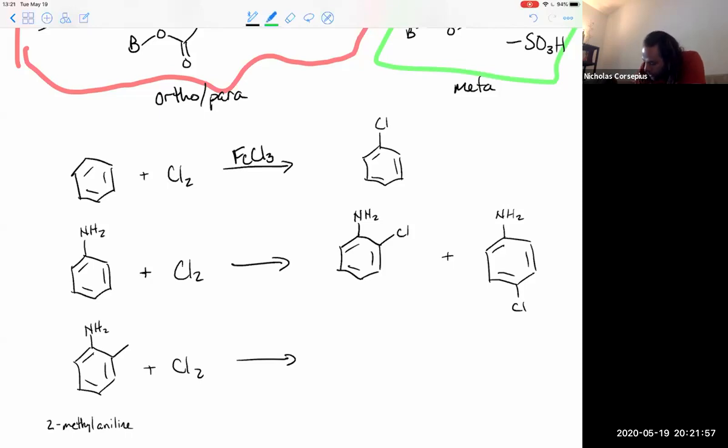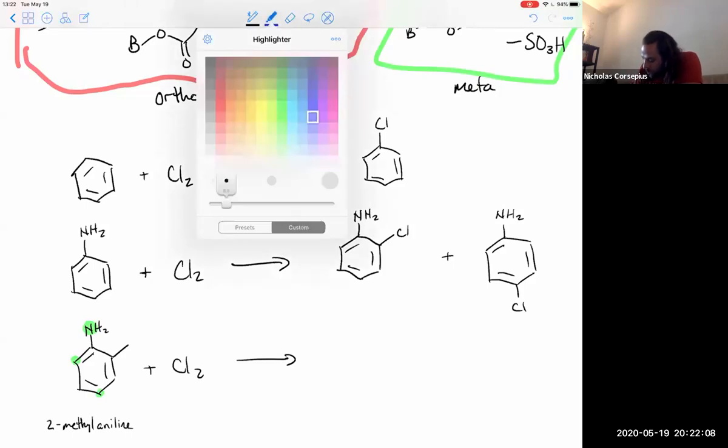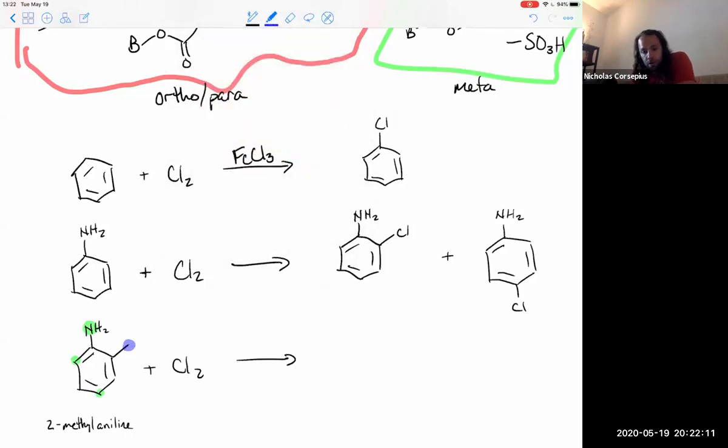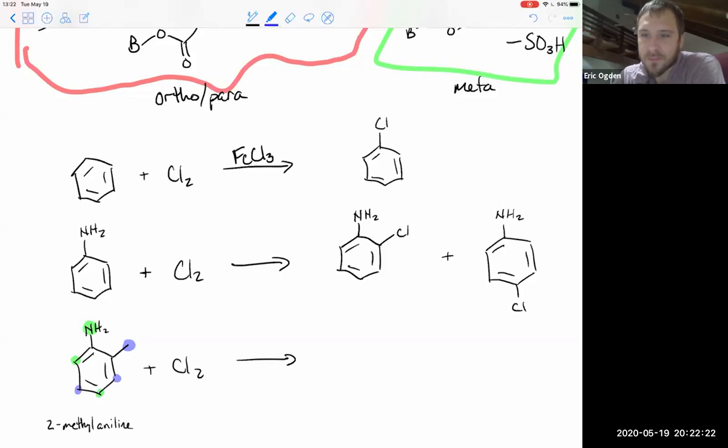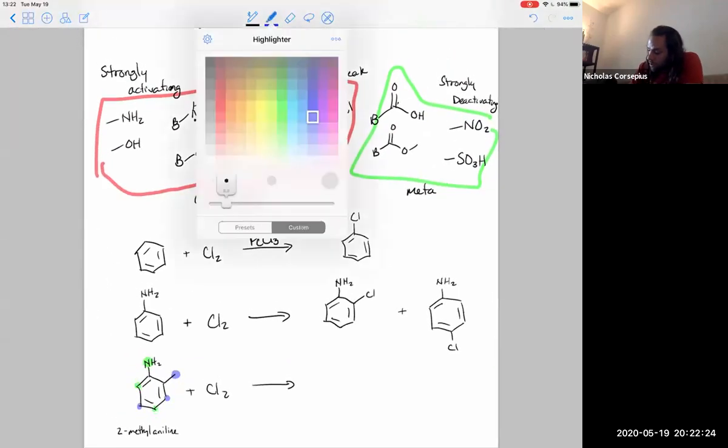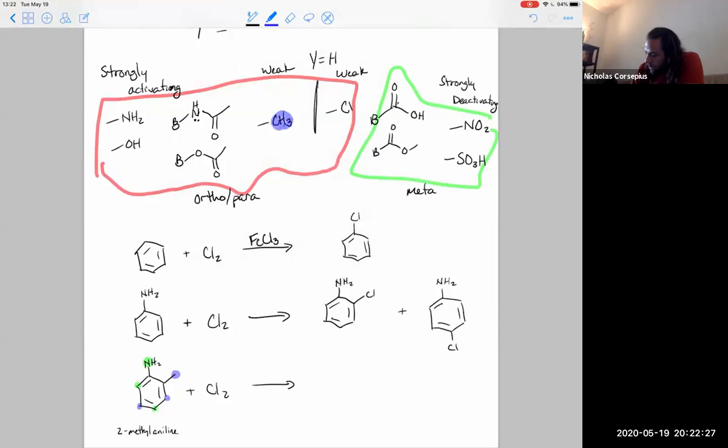We have our amine group, which is an ortho-para director, so it would love to put it either there or there. But we have a methyl group, which is also an ortho-para director, and its ortho-para would be either here or here. So who's going to win? The amine group, right? Because it is the stronger. So here's my methyl group down here. It's an activator, but it's a weak activator. My amine group is a strong activator. So what wins is the amine group.